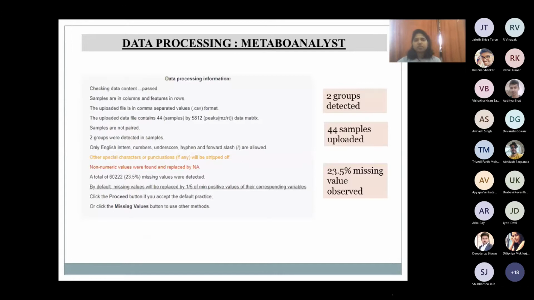The data processing was done using MetaboAnalyst. Here, the data processing information has been presented. We observed that two groups were detected in the samples. A total of 44 samples by 5,812 peaks data matrix was uploaded. The samples were not paired. Non-numerical values were identified and replaced by NA. A total of 60,222 missing values were detected, which was 23.5% of the total data that was uploaded.